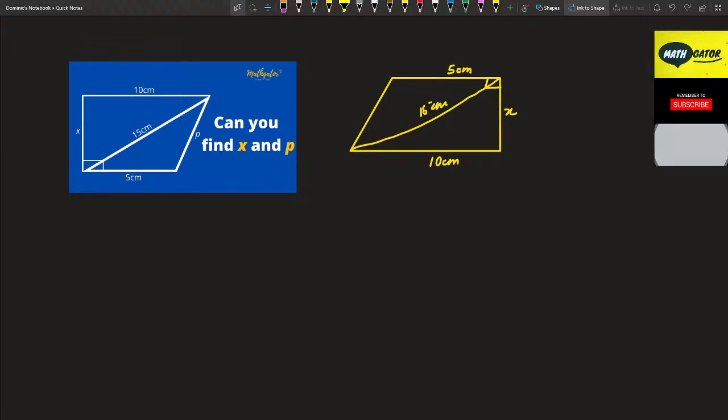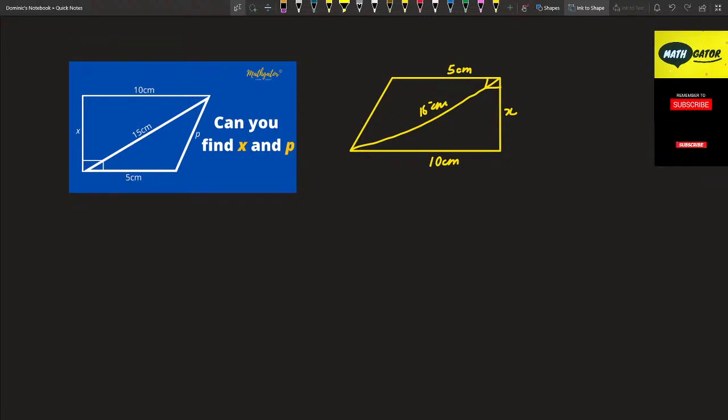This is a trapezium, but we are not going to use the concept of trapezium to solve it. We are going to use the knowledge of right angle triangles to solve this. And I believe using the knowledge of right angle triangles is going to help us build knowledge of the right angle triangle concept.